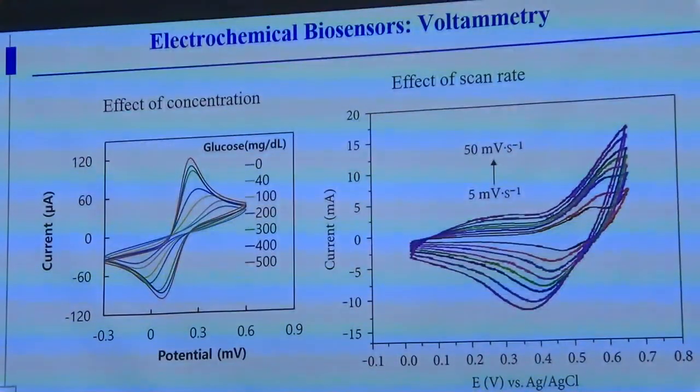Here there are just a couple of examples. First is the effect of concentration. Simply, when you enhance the concentration, you can see an enhancement in the current density, or current. So from 0 to 500, the current is increasing at this point, going up. And in the same way, on this side, it's coming down.